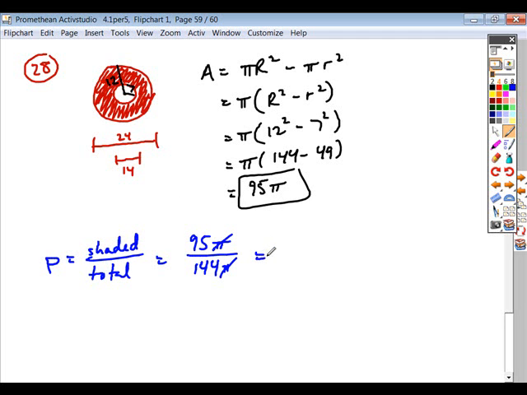And so if you calculate the decimal equivalent for 95 over 144, you get approximately 0.66. Okay, so there's the probability if you were converting it into decimals. 66% about.